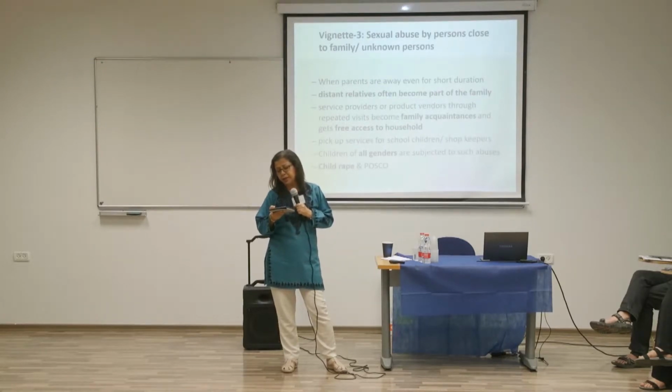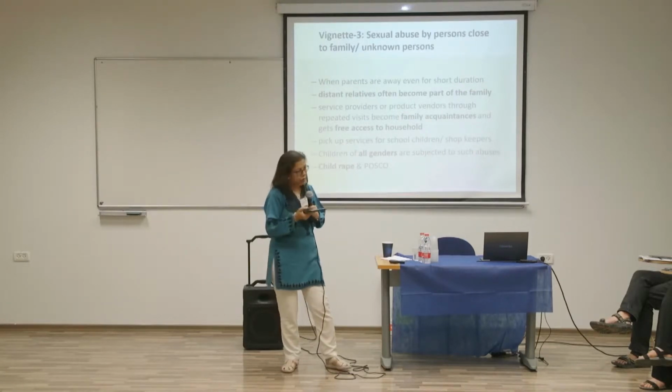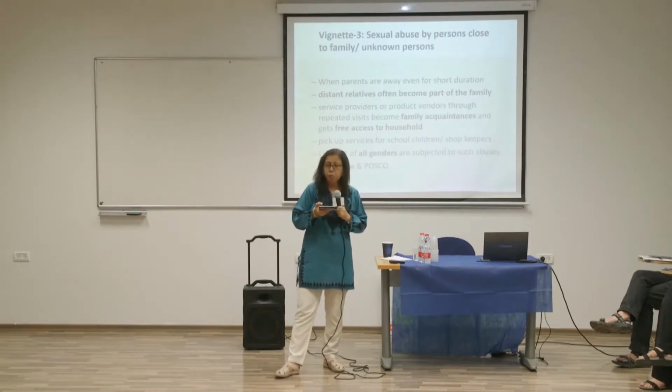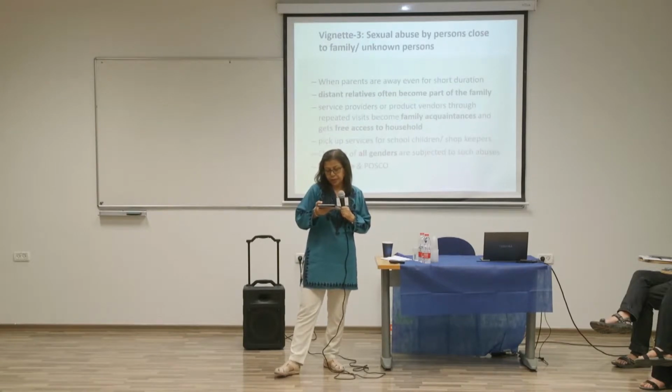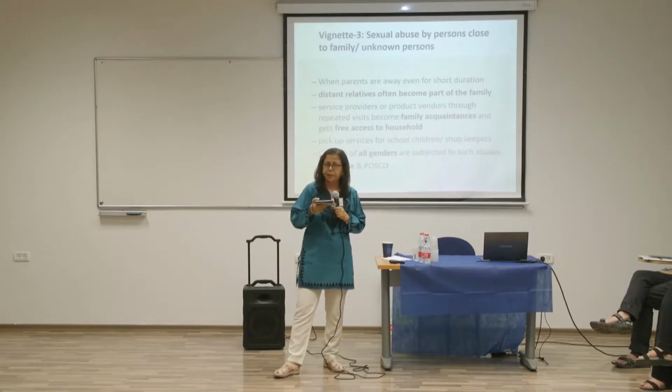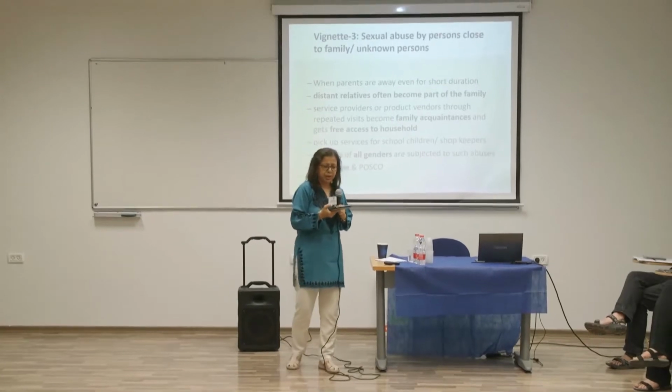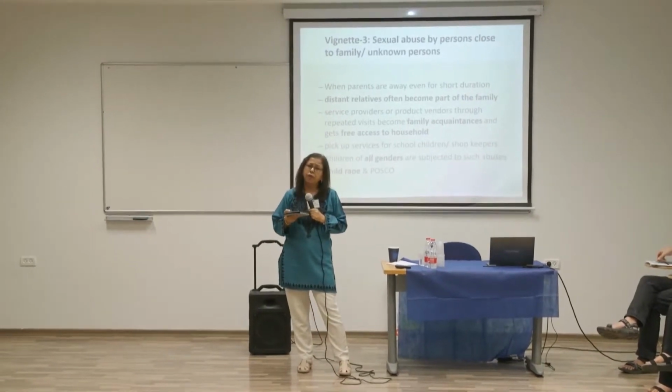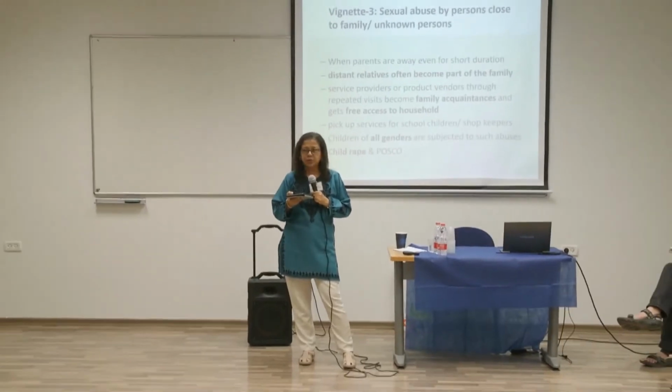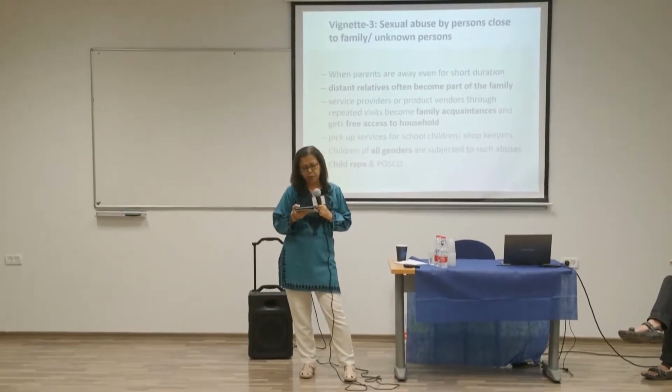Many cases reported in the clinics show that children get sexually abused within the family by such extended family members or family acquaintances. Another source of vulnerability to sexual abuse for small children is the people who run pick-up services for school children. For the poorer section of society, children are more vulnerable. They are often sexually abused by shopkeepers, by some security staff, by stray people on the streets, and such others. Children of all genders are subjected to such abuse. It's not only for the girl child, it's for both girls and boys.